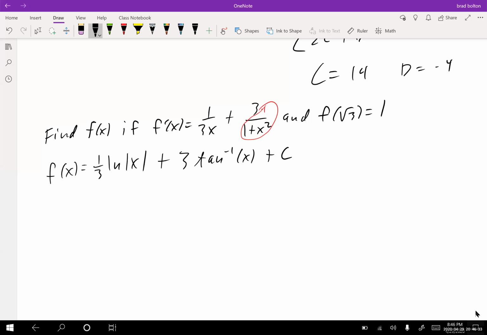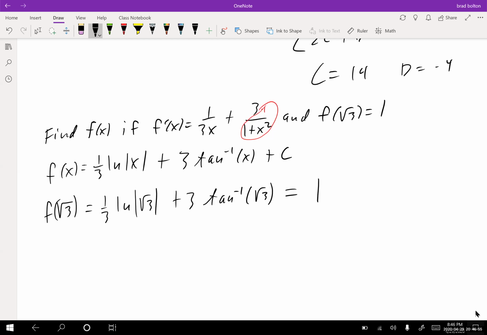But we know f of square root of 3 is equal to 1, so we're going to do f of square root 3 equals 1/3 ln of square root 3, absolute value, but we know that's going to be fine, plus 3 tan inverse of square root 3. We know that this has to equal 1 because they said so, right? They said the initial condition is that it has to be 1 if you plug it in. Okay, so let's see here.